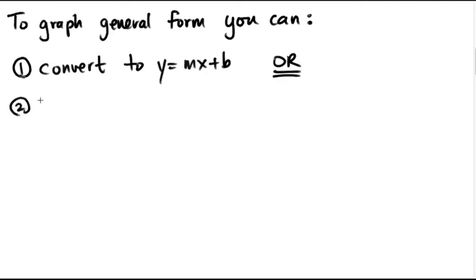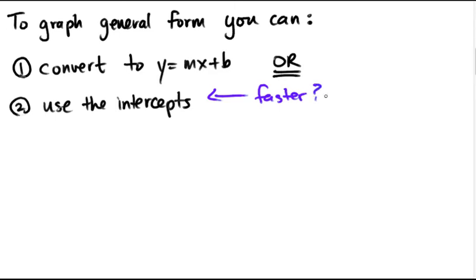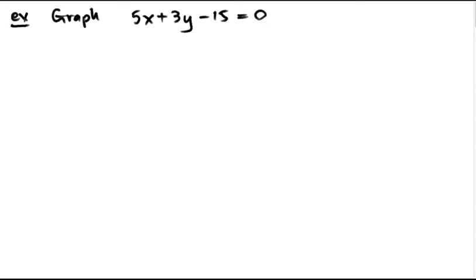Another option is to use the intercepts. And using the intercept is actually a little bit faster if you understand how to do it with the intercepts. So let's do an example, and then we'll take a look at maybe one more example, and that's the end of the notes for today. Okay, so this example is to graph 5x plus 3y minus 15 is equal to 0. And we can graph this in both ways.